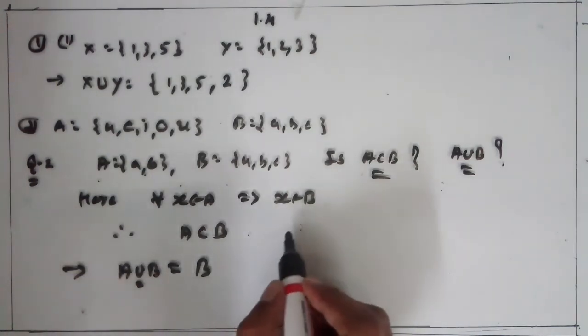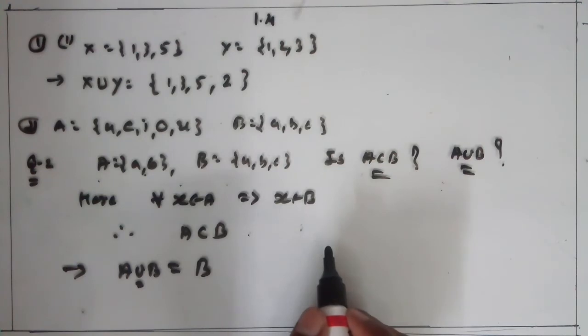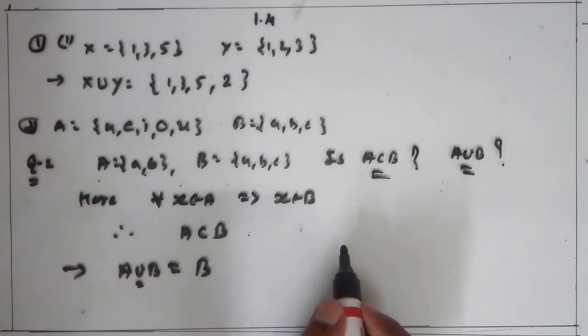Now question number 3. If A and B are two sets such that A is a subset of B, then what is A union B? Think about the solution of question number 3 and just try to solve this question.